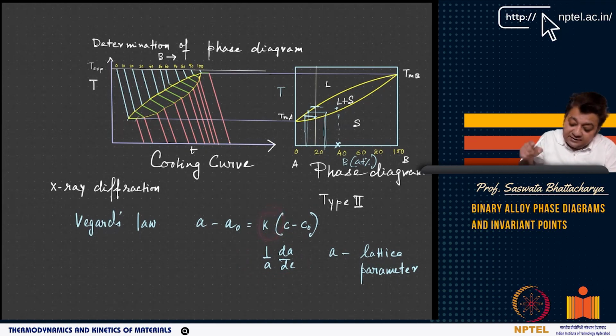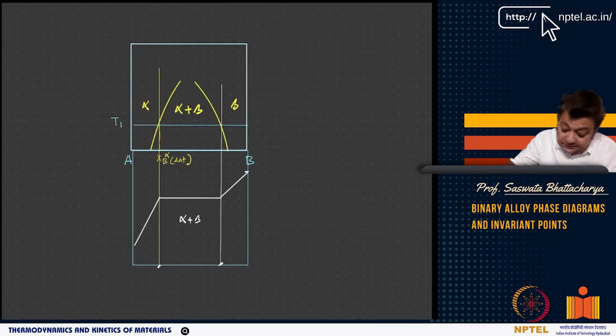If you know this K for different solutions, say for alpha, then you can plot the lattice parameter, and the variation will be linear. If A has a small lattice parameter, adding B increases it until it hits the saturation limit. As soon as your composition enters the two-phase region, the lattice parameter does not change. It becomes horizontal, because you now have two phases.